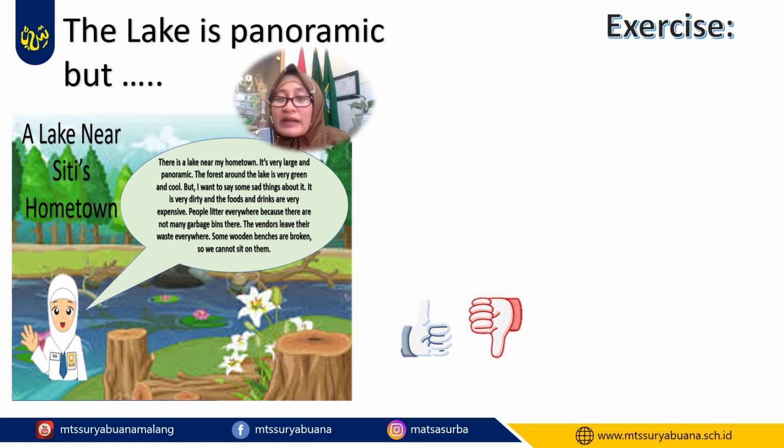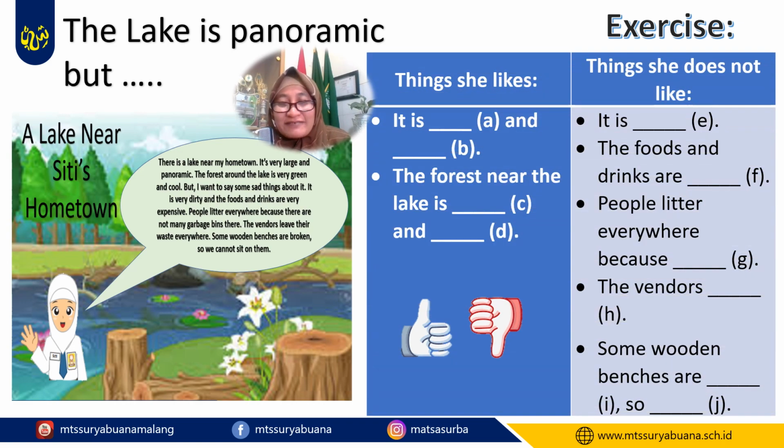Okay, the lake is panoramic, but right, look at this. Things that she likes. Okay, look at this. I give you A, B, C, D until J. So there are 10 things or 10 words that you have to fill in. Based on this monologue, you have to complete this table with the correct words. Okay, please do that carefully and good luck.